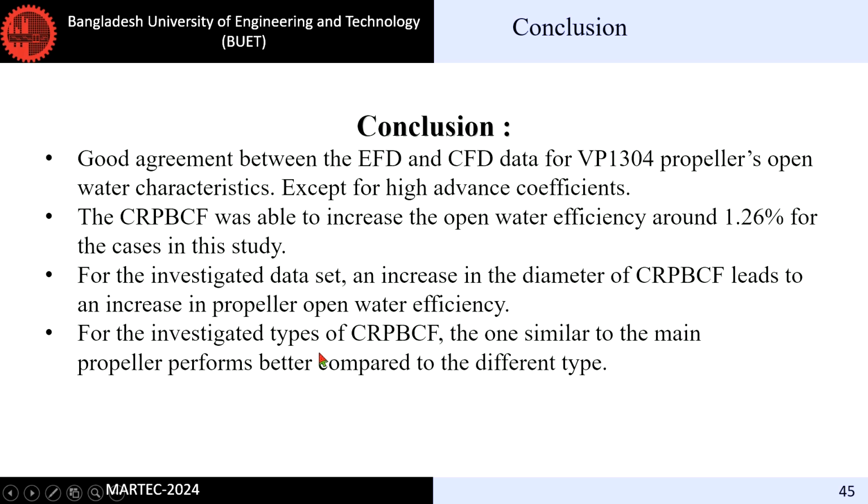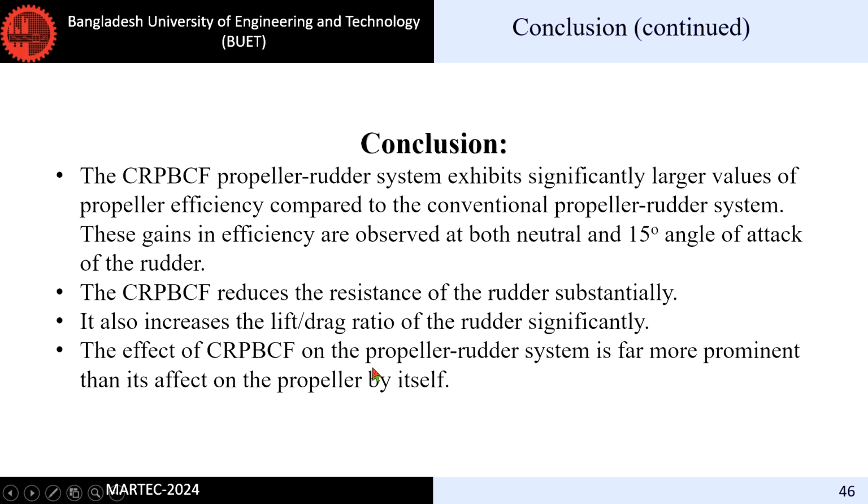For the investigated types of contrarotating propeller boss cap fin, the one similar to the main propeller performs better compared to the different type. Moreover, the contrarotating propeller boss cap fin propeller-rudder system exhibits significantly larger values of propeller efficiency compared to the conventional propeller-rudder system. These gains in efficiency are observed at both neutral and 15 degrees of angle of attack.